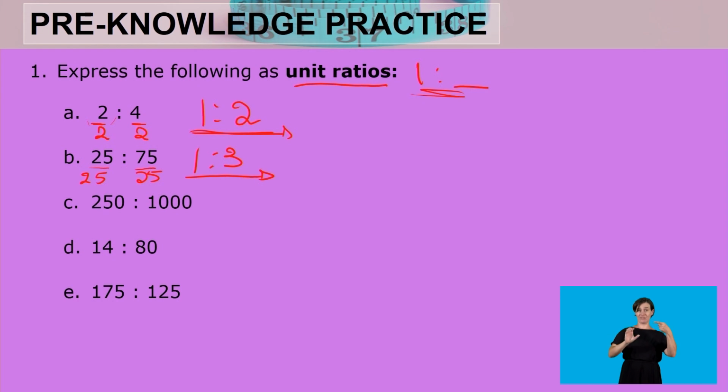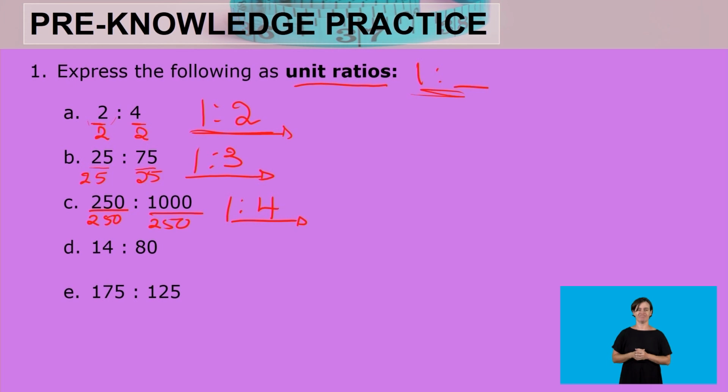Then we go to 250 is to 1,000. So does 250 go into 1,000? Yes, it does. When we divide both sides by 250, on our left-hand side we remain with 1 because 250 divided by 250 is 1. Then what is 1,000 divided by 250? We've got 250, 500, 750, then 1,000. So it goes 4 times. Some of these calculations generally don't need a calculator.